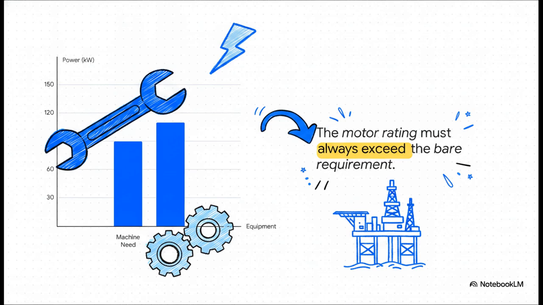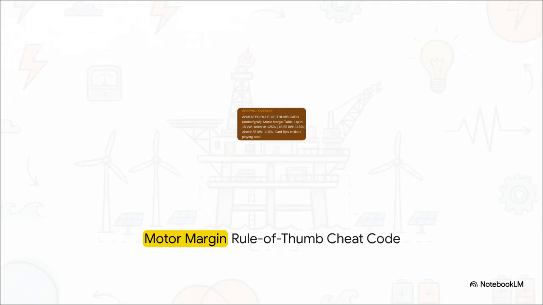Why? Because the motor needs extra torque to overcome static friction during startup and to accelerate the load without totally overheating. Now, veteran engineers actually use a kind of insider cheat code for this.